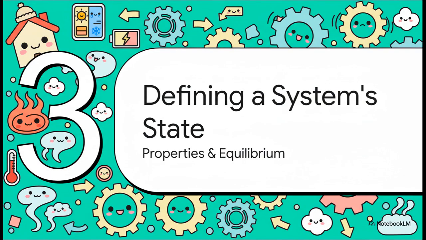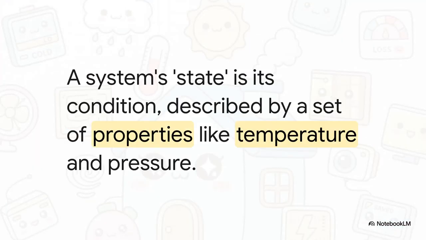All right, so we've drawn a box around our system. Now, how do we describe what's happening inside that box? How do we take a snapshot of its condition at any given moment? Well, to do that, physicists talk about something called the system's state. And a system's state isn't as complicated as it sounds. It's really just a list of its vital statistics, things we can measure, which we call properties. You already know the most common ones, temperature and pressure. It's kind of like describing a person by their height and weight.